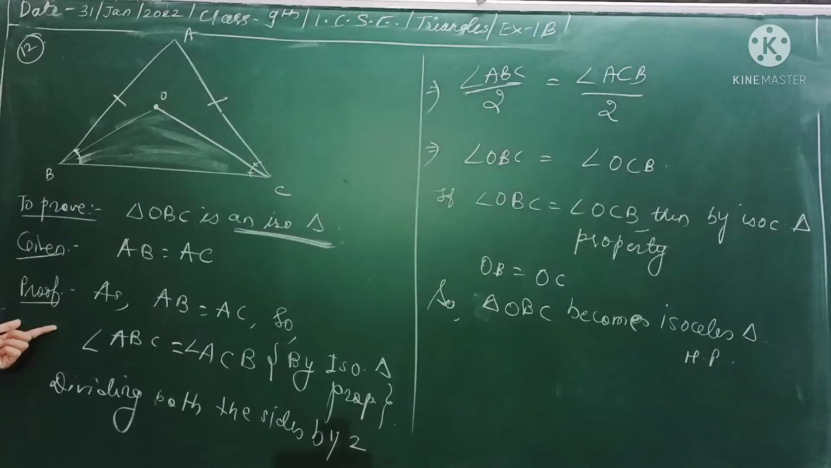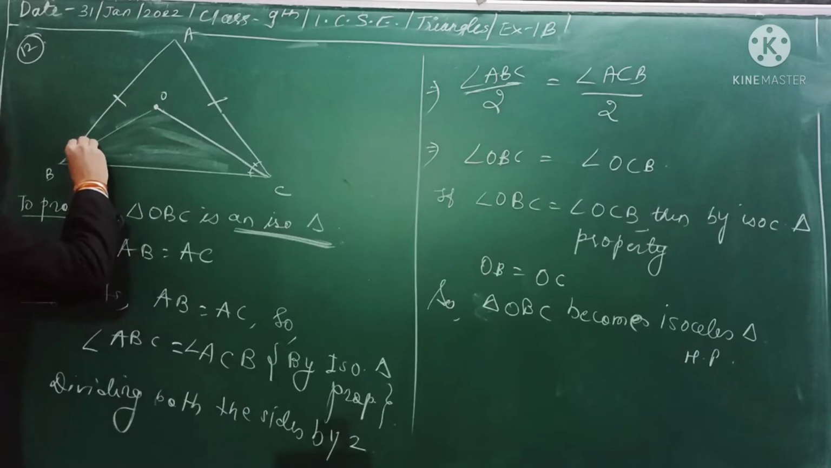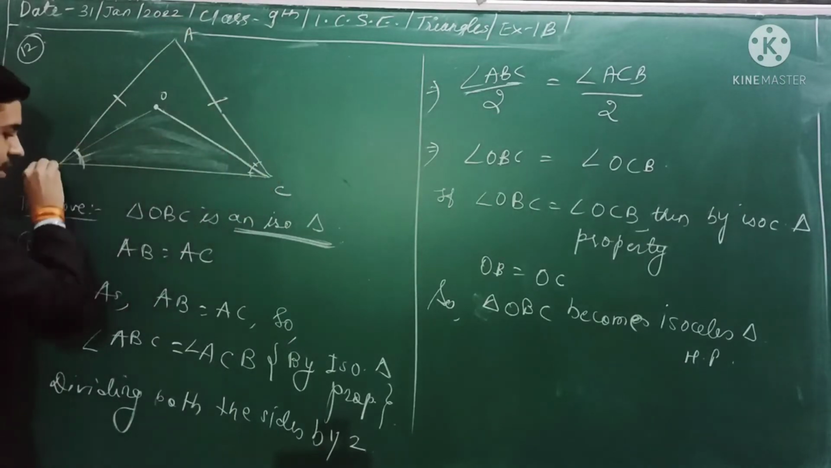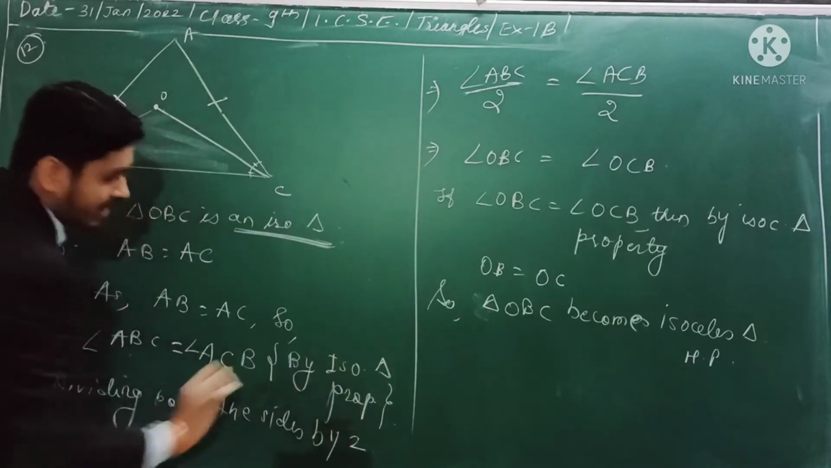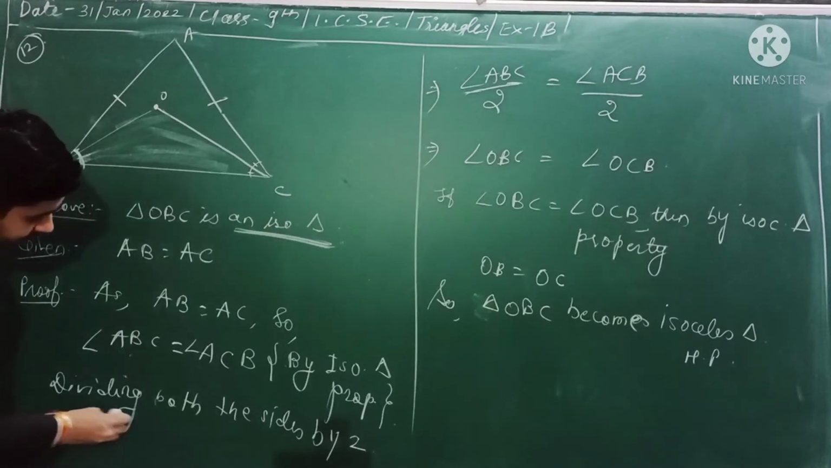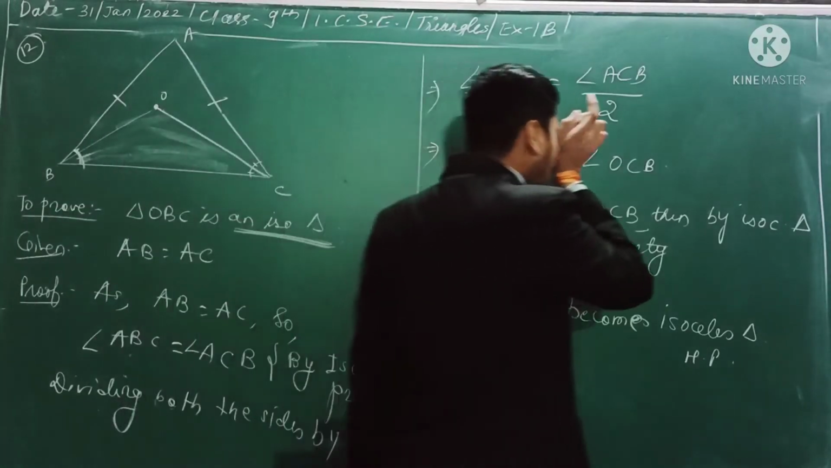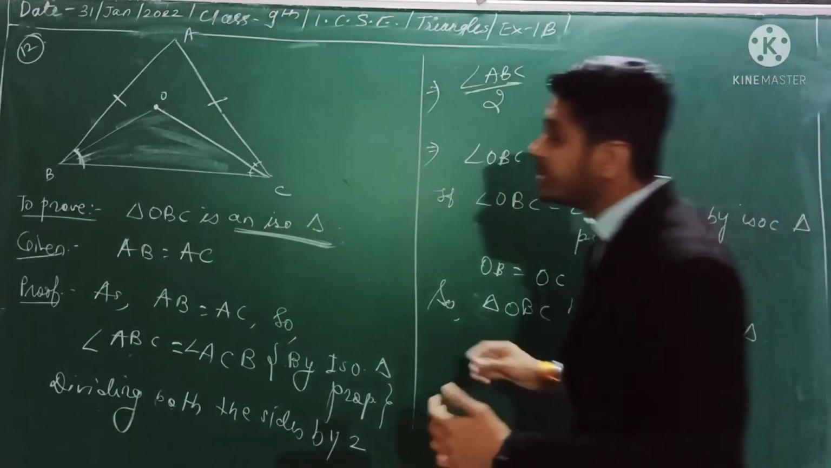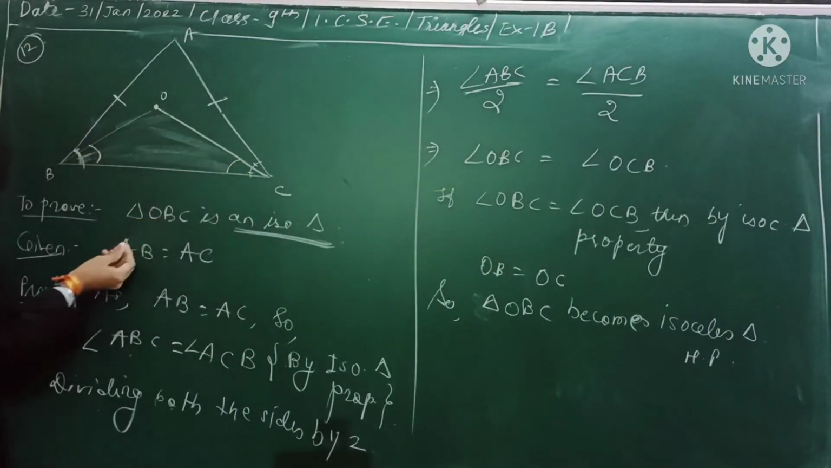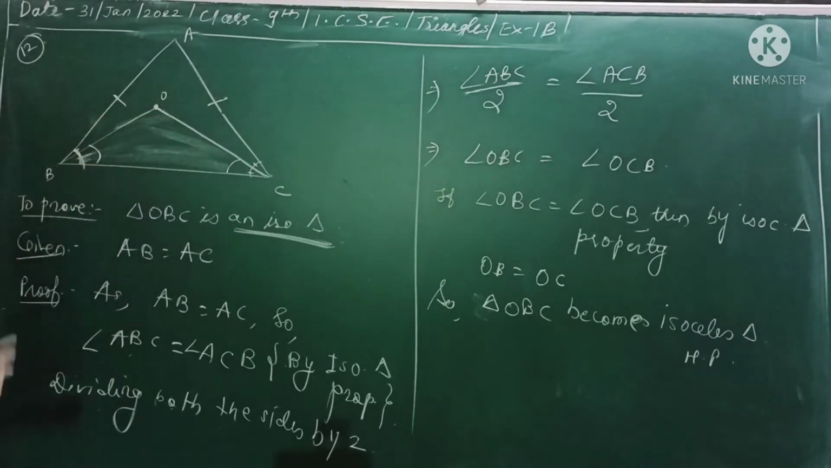Let's start the proof. As AB is equal to AC, the angle ABC and angle ACB will be equal by the isosceles triangle property. We know this. Now, see what I am doing: dividing both sides by 2. I am dividing these two angles by 2. And why are we doing so? Because what we need is, if we could prove that this angle is equal to this angle, then again by the isosceles triangle property we may say that this side will be equal to this side, and it becomes an isosceles triangle.